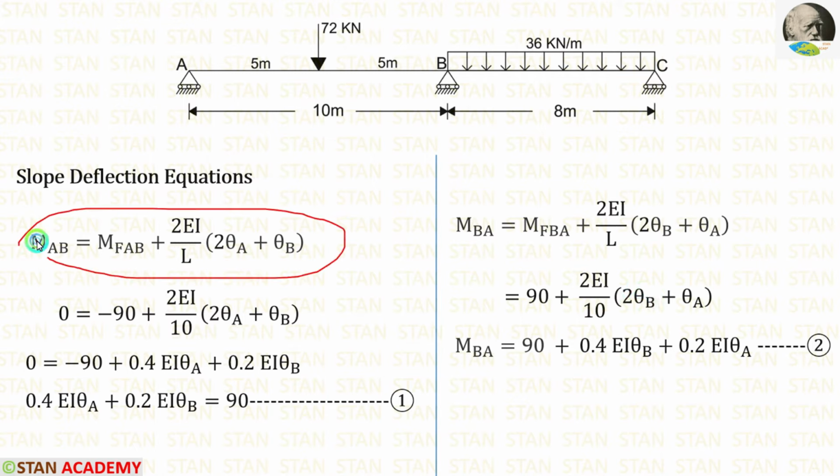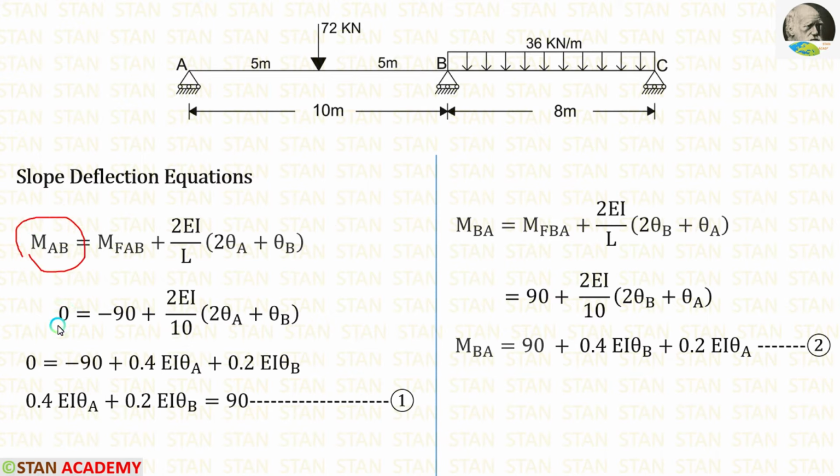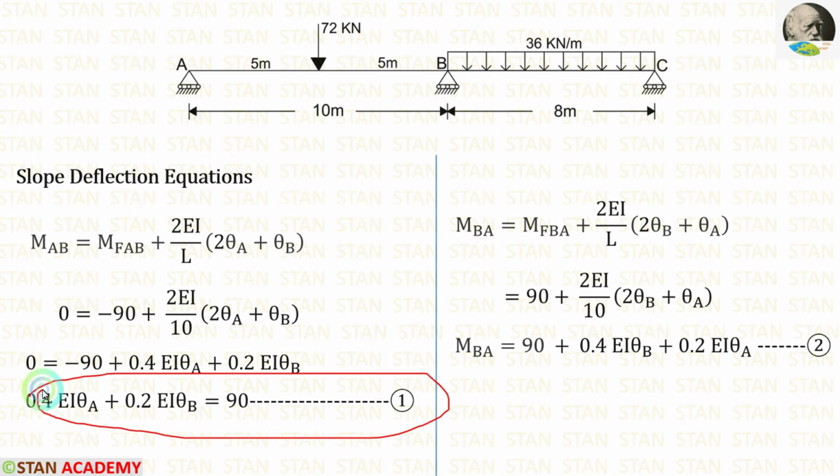In this equation, we can make the first equilibrium equation. We know that MAB is equal to 0. Instead of MAB, we can apply 0, and take this minus 90 on the right side, it will be positive. It is our first equilibrium equation.